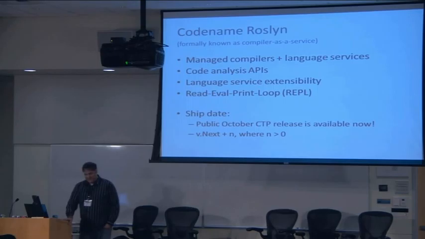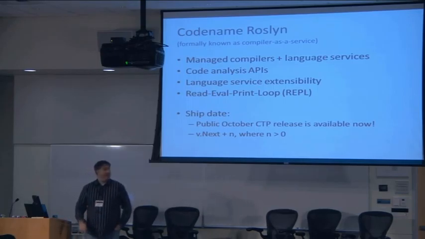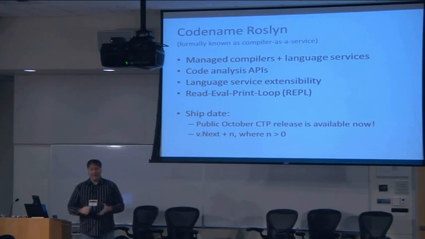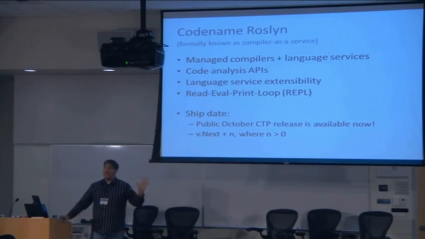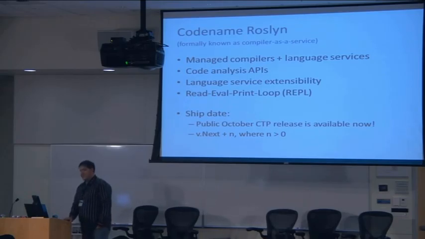Now the ship date, there's some contention here, but I will say that we have shipped. Okay, we shipped an October CTP that was public, and it's available right now. It's on msdn.com/Roslyn. And then other than that, I've put a function up here. We are shipping in vnext plus n, where n is greater than 0. Okay, so extrapolate that as you will. It means we are not in Visual Studio 11. It's not shipping Roslyn. Some future point, Roslyn will have a final release date.